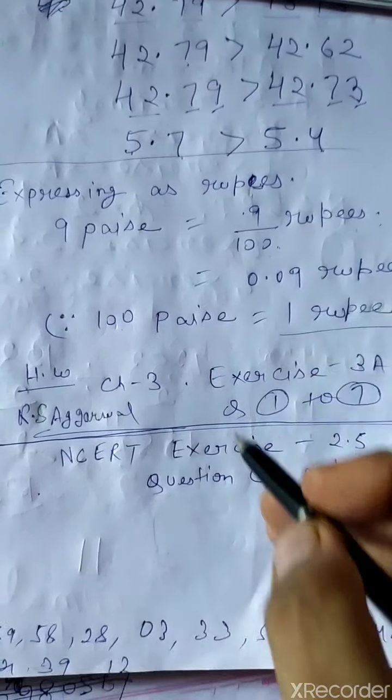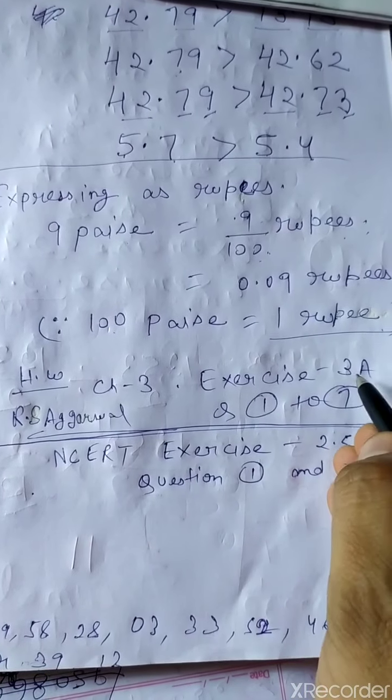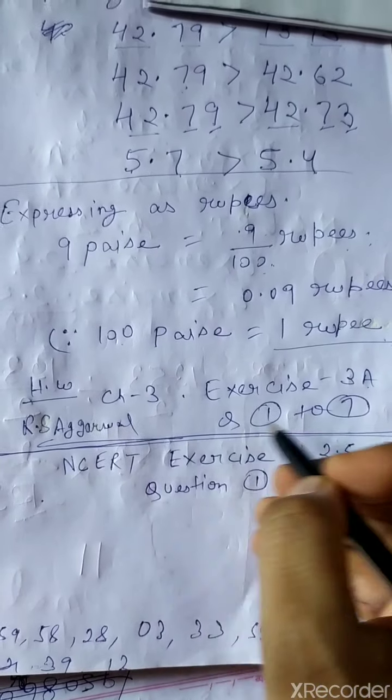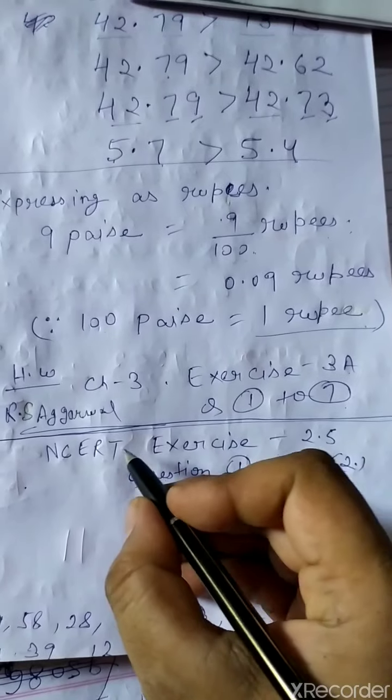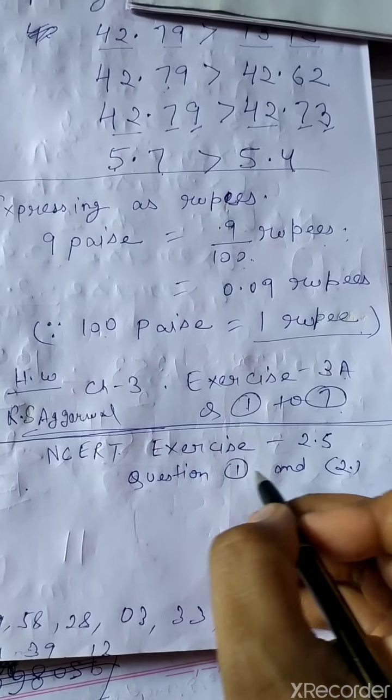Okay. Then the homework is this: chapter number 3, exercise 3A from the R.S. Agarwal book, question numbers 1 to 7, and NCERT exercise 2.5, question numbers 1 and 2.